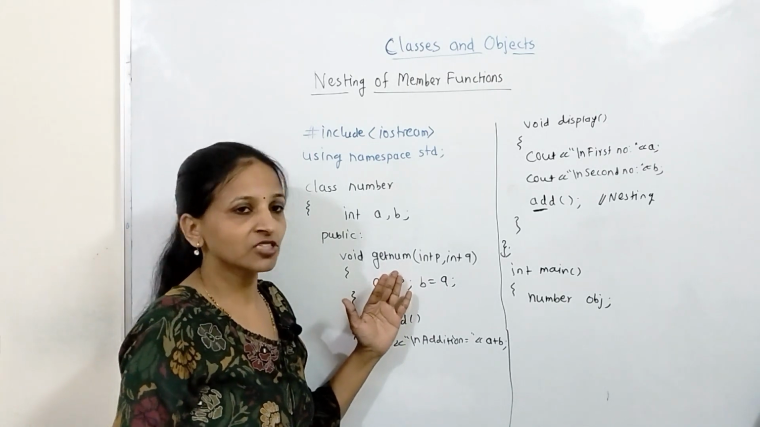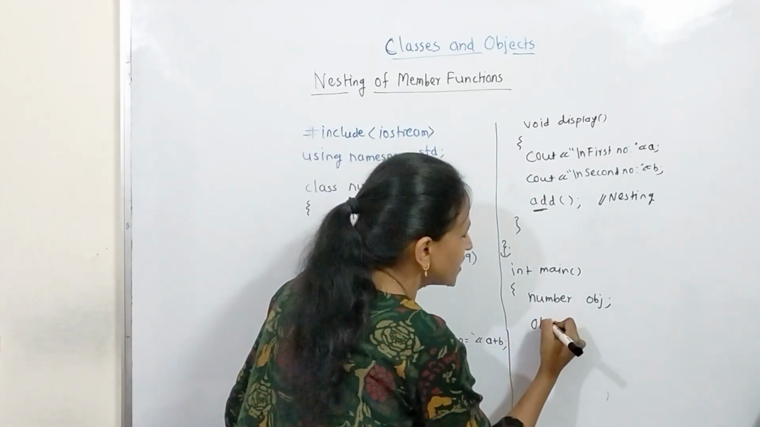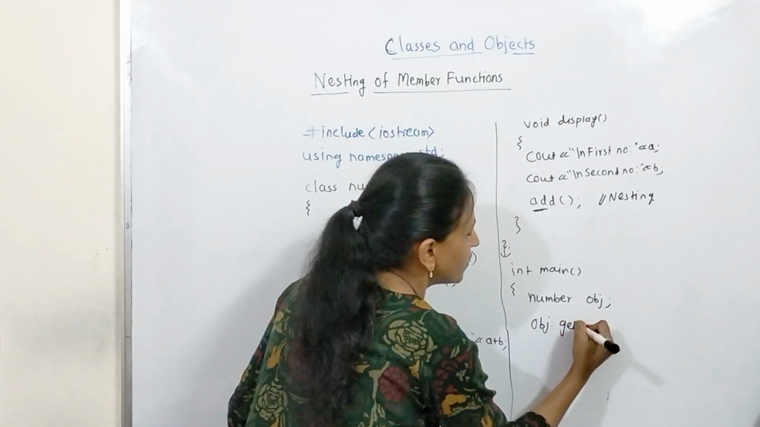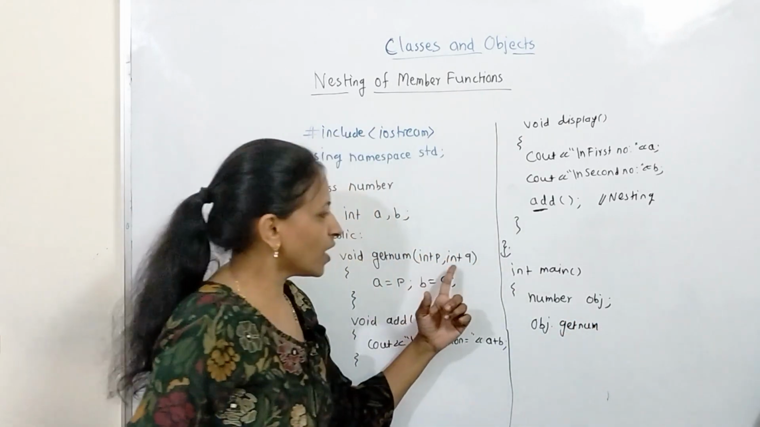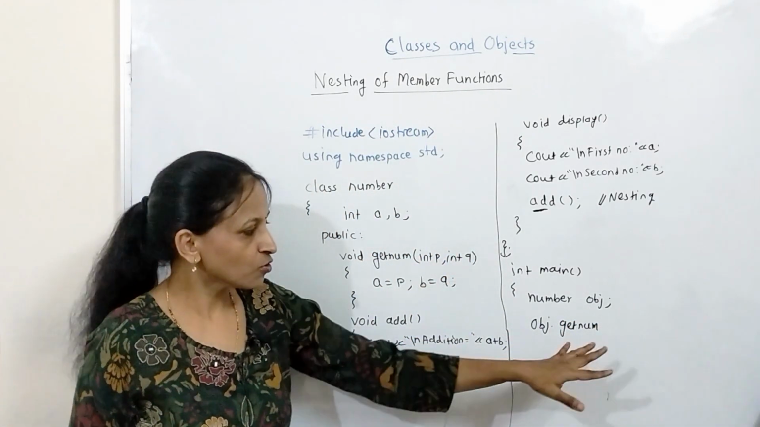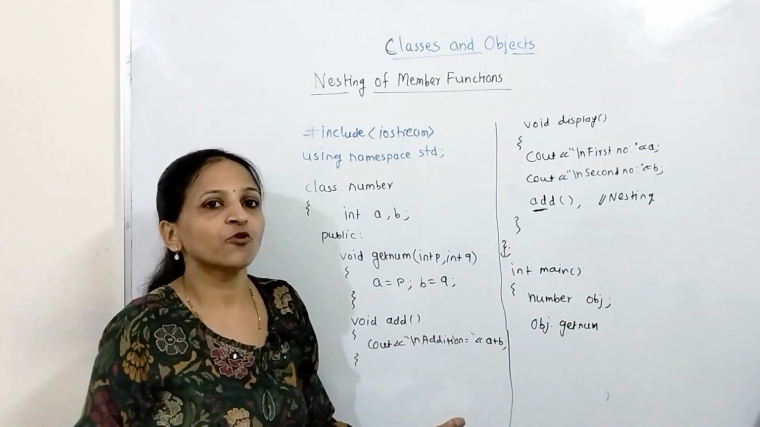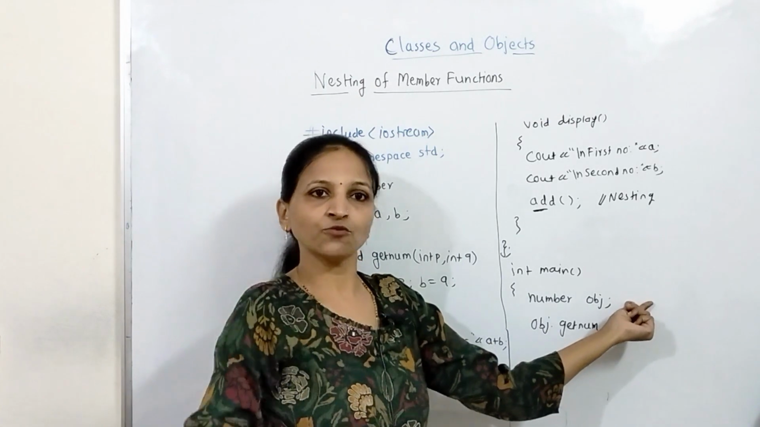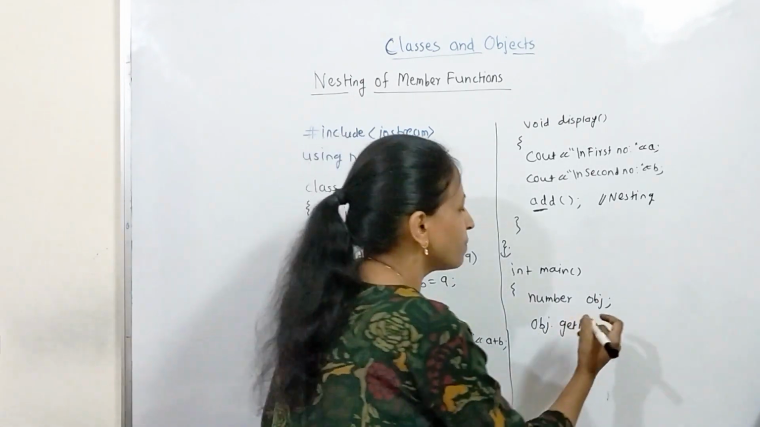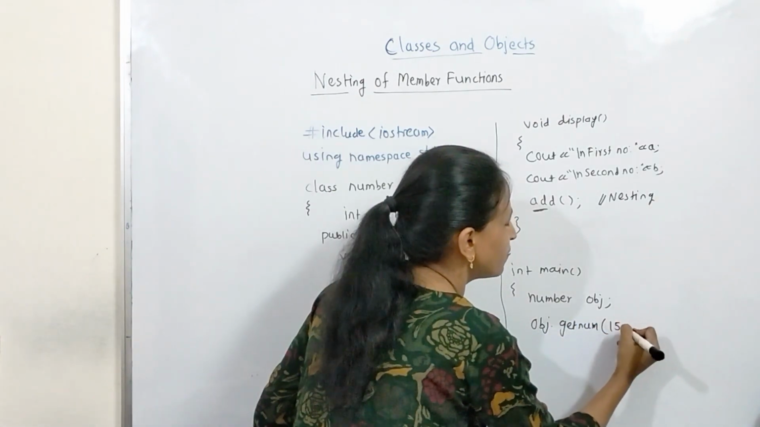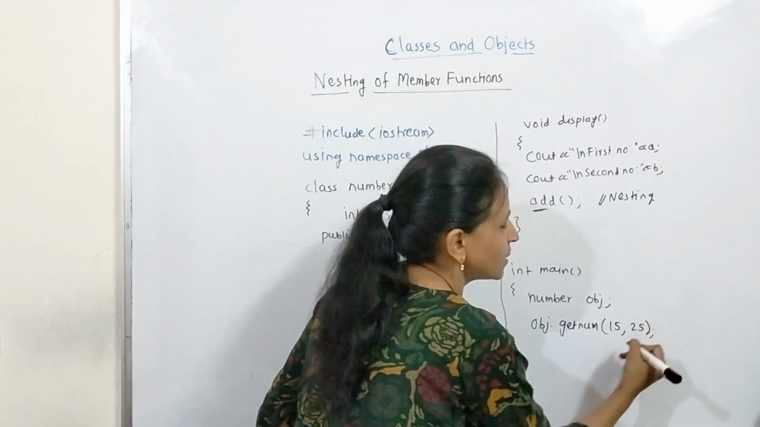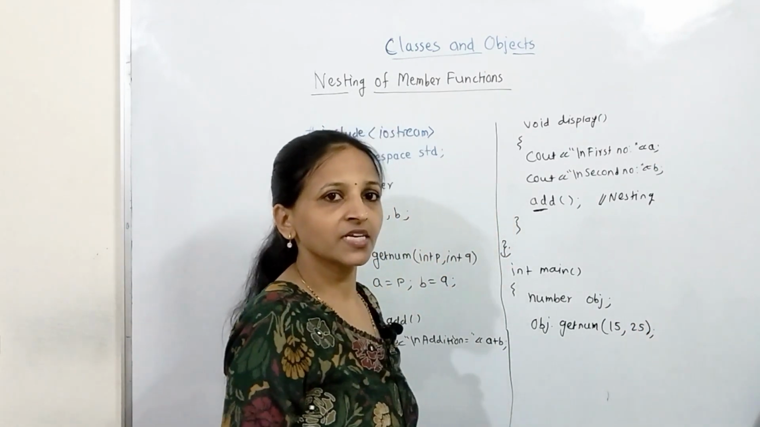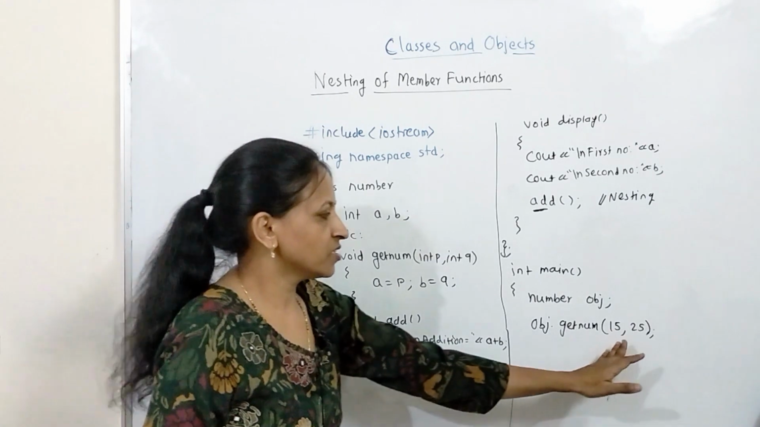How to call that function? Simple, obj.getNum. Now see here, two arguments we have to compulsorily pass. Either you can accept those values from the user, but for that you have to declare two integer variables and accept them inside, or you can directly pass values here, like let's say 15 and 25 I am passing. Okay, you can pass any two integers here.